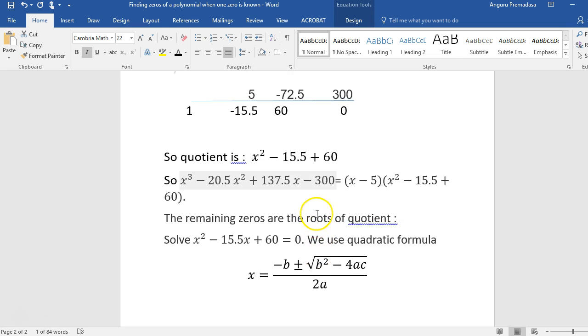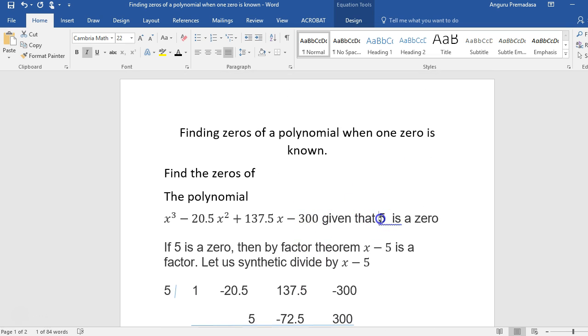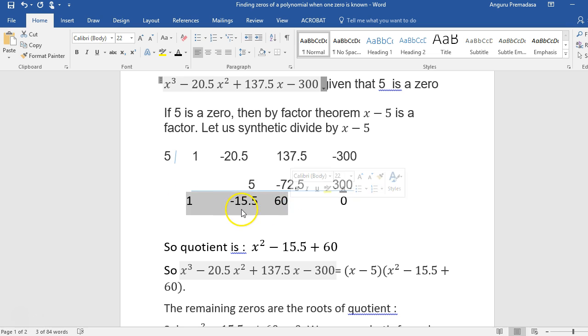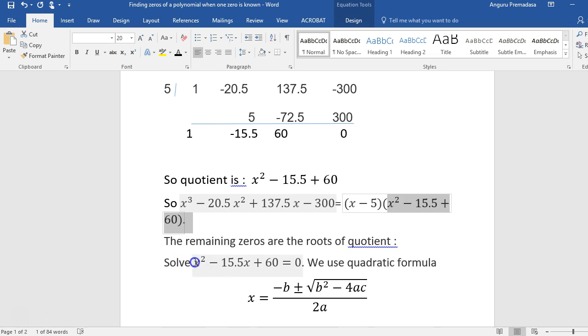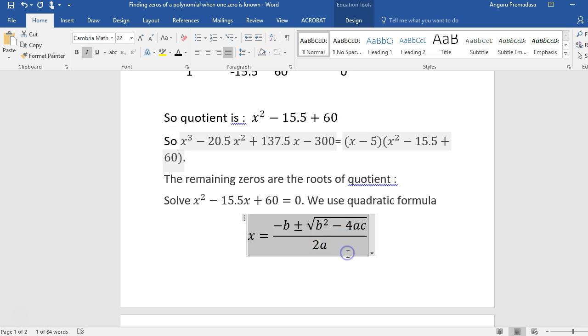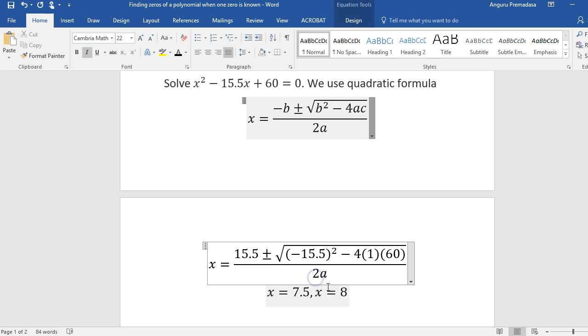So once again, in summary, because we are given that 5 is a zero, we did synthetic division by x minus 5, and naturally we got a remainder of 0, but we know that we get the quotient, which is the other factor. So we extract the quotient and simply set it equal to 0, and we can solve it using the quadratic formula, and we get the other two zeros as the solutions of the quadratic, 7.5 and 8.